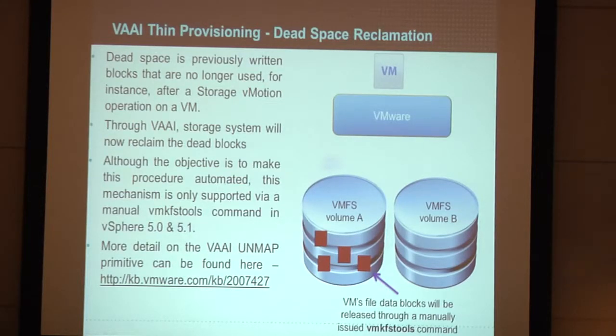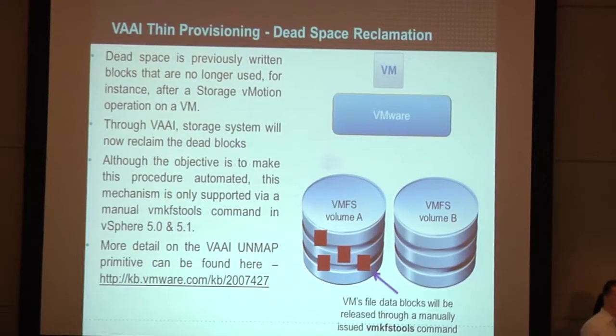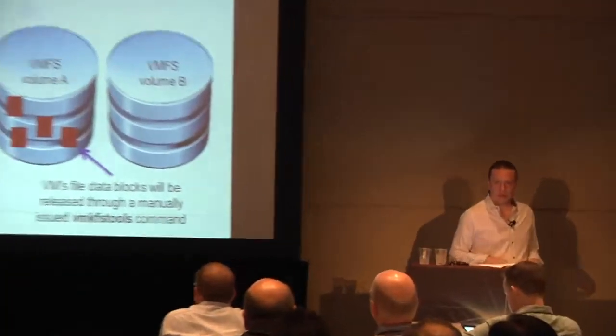So effectively, you're looking at your data store, it's reporting full, but you look at your VMs on there and you realize that they're not taking up all the space. Where's all your space gone? So it's dead space. Now, through VAAI, you can do dead space reclamation. It's only supported by a manual vmkfstools command in vSphere 5 and 5.1. They actually took it out of 5 after GA, they had a problem with this script. And now it's back in 5.1, but it's not surfaced in the GUI. You have to run it on the command line.